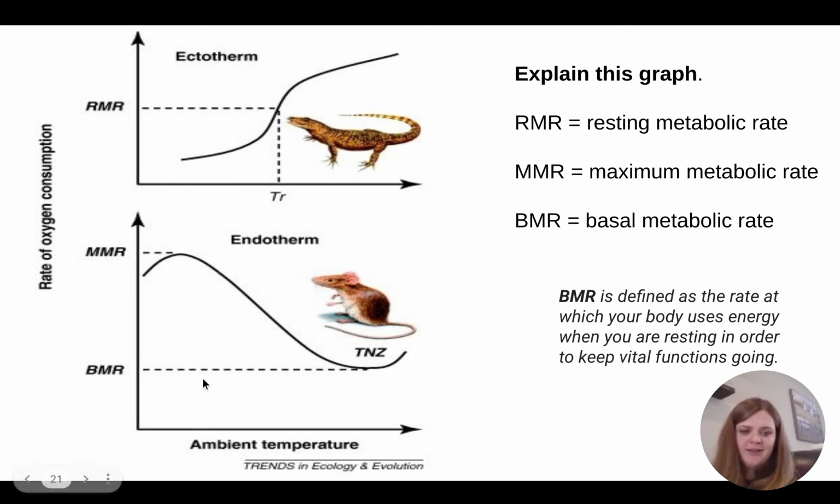a higher metabolic rate. You guys hear my baby? She's making noises.